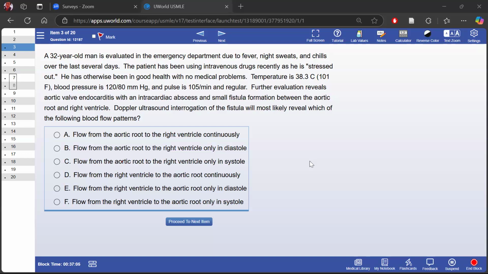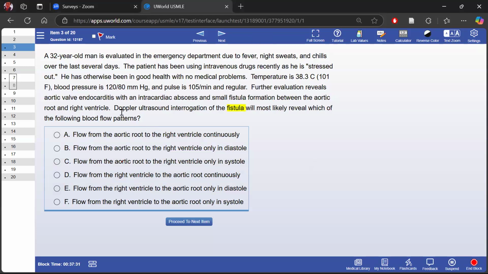Okay, so let me walk through this. You compare my approach with your approach. My approach here, of course, is starting with the last question, as we have been: Doppler ultrasound irrigation of the fistula. From this question, I know that there's a fistula. The examiner is testing us on a fistula, a communication. A fistula is a communication between two things.